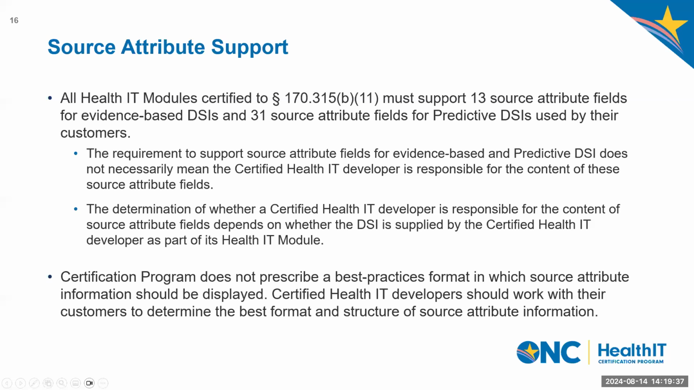So, source attribute support. Health IT modules certified to B11 must support 13 source attribute fields for evidence-based DSIs and 31 source attribute fields for predictive DSIs. The developer is not responsible for the content of the source attribute fields. However, they must make space or support source attribute fields for evidence-based and predictive DSIs.